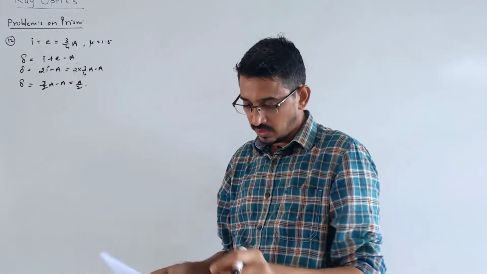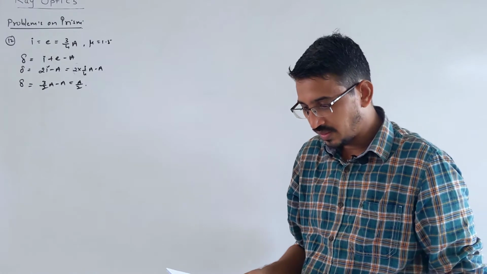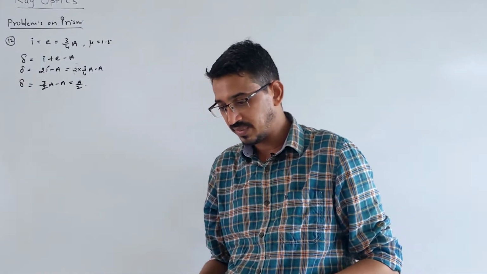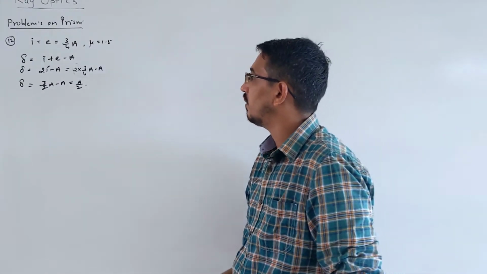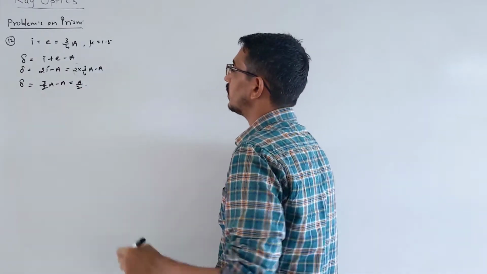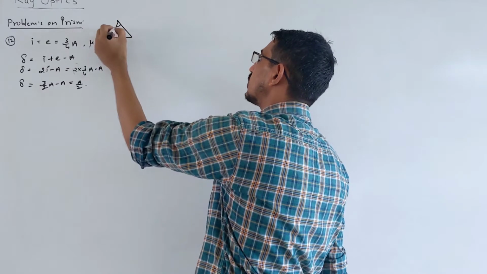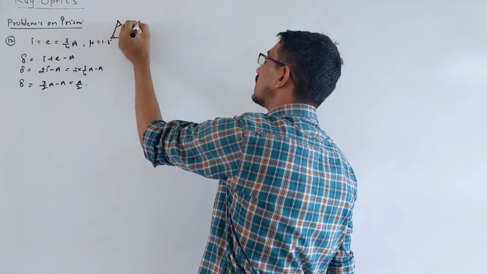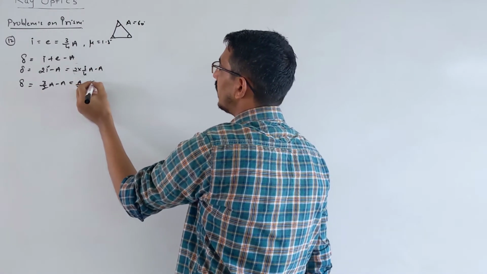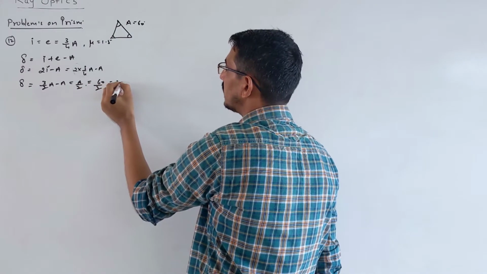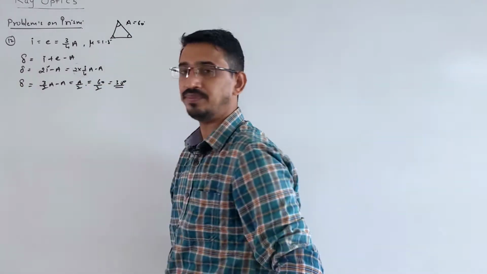Mu is given to us. They are asking what is the deviation, right? Now look here, it's simple. A we know already, because they said it's an equilateral prism, right? In an equilateral prism all angles are 60 degrees. So A is already 60 degrees. So the answer we get is A by 2, which means 60/2, so 30 degrees is the deviation produced here, right?